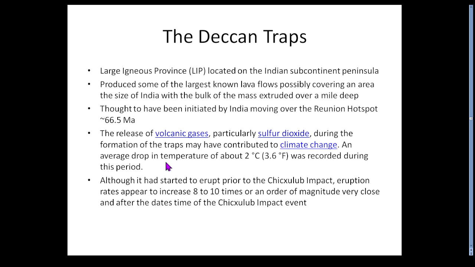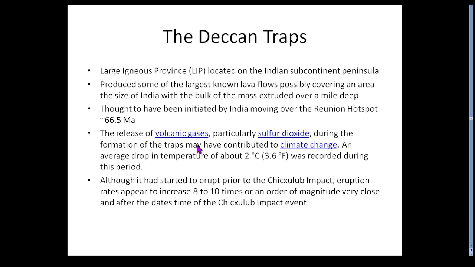The release of volcanic gases, particularly sulfur dioxide, during formation of the traps may have contributed to climate change. An average drop in temperature of 3.6 degrees Fahrenheit, or 2 degrees C, was recorded during this period. Although it had started prior to the Chicxulub impact, eruption rates appear to have increased 8 to 10 times, an order of magnitude, very close to and after the dates of the Chicxulub event. So this is where these things kind of seem to interact.